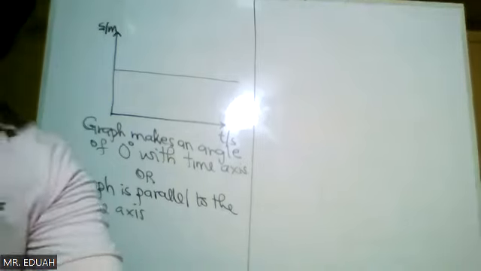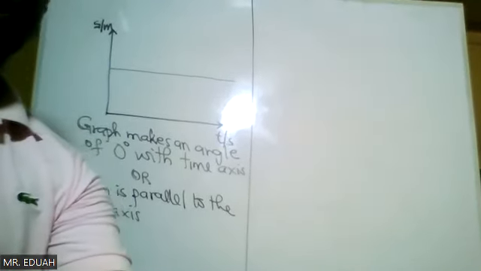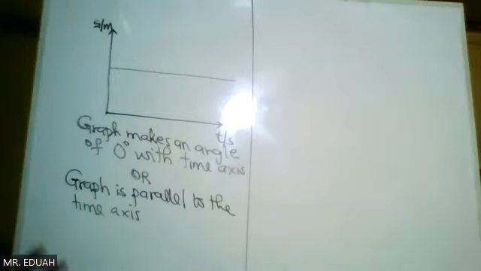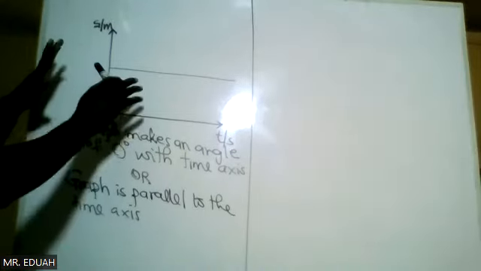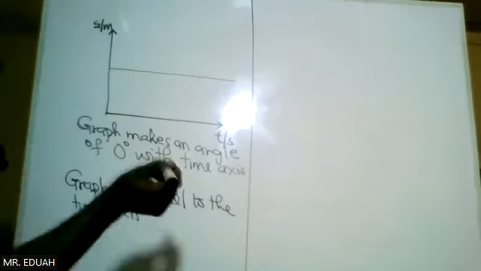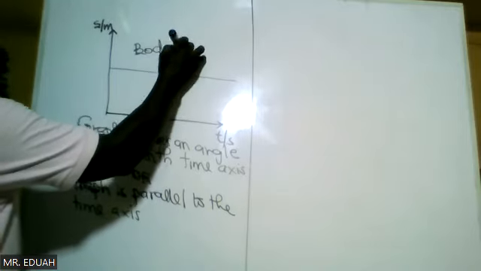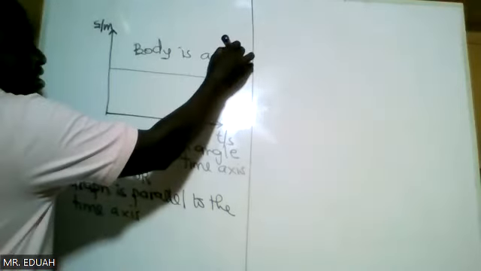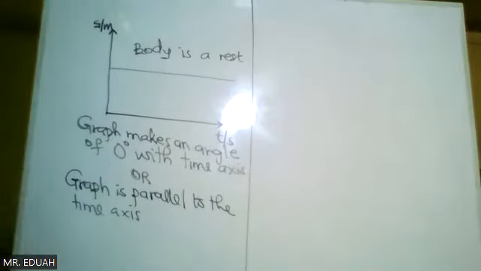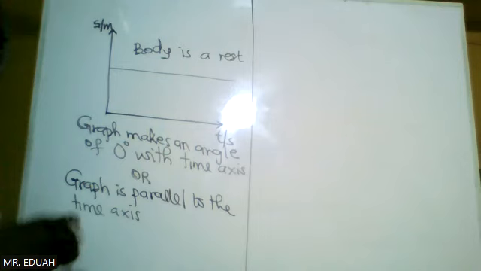This means that it's stationary. The body is stationary. There is no movement. This is a graph of a stationary body. Thank you. So, Dako, it means the body is stationary or at rest. This is a no movement graph. Dako, are you okay?